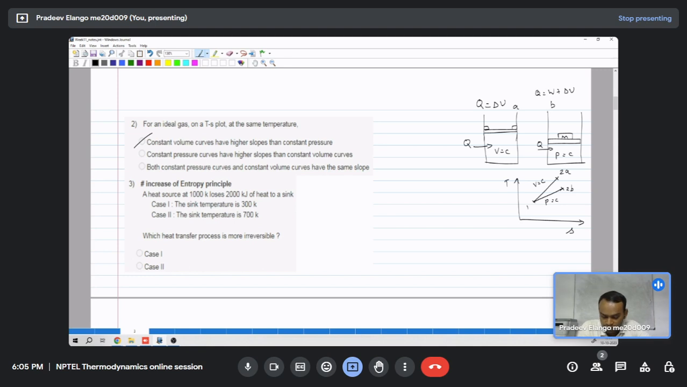Third question, increase in entropy principle. A heat source at 1000 Kelvin loses 2000 kilojoules of heat to a sink. Case 1, the sink temperature is 300 Kelvin; case 2, the sink temperature is 700 Kelvin. Which heat transfer process is more irreversible? So for irreversibility, we can calculate the entropy change.